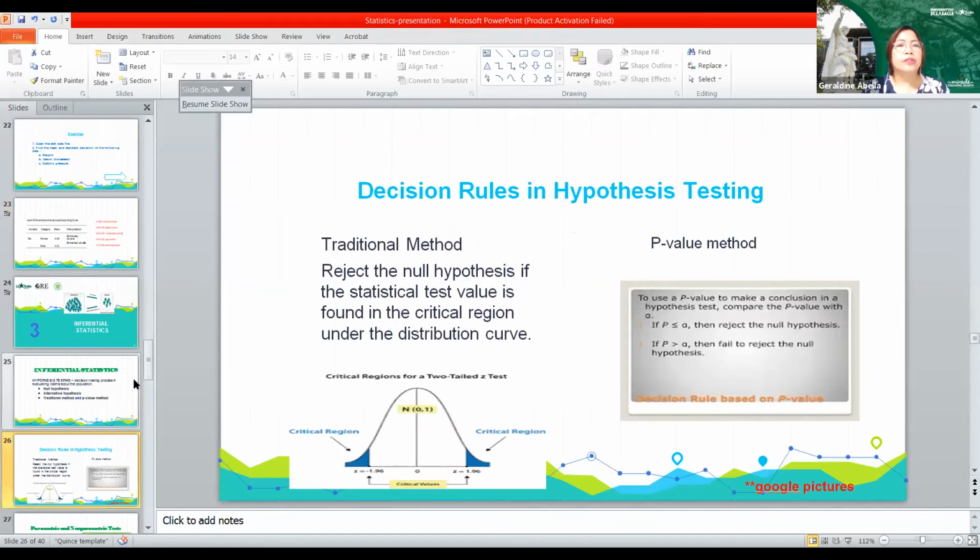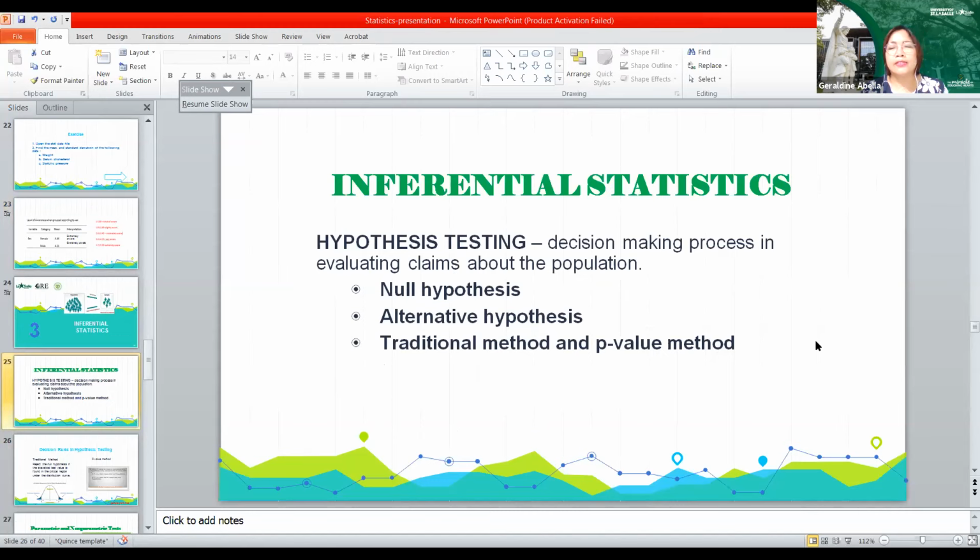So in hypothesis testing, the first step is to give the null and the alternative hypothesis. When you say hypothesis, this is your claim about the population. The null hypothesis claims that there is no significant difference between the two observed values or two or more observed values. The alternative hypothesis claims that there is a difference, or the medication, for example, the intervention program that you want to test is effective or not.